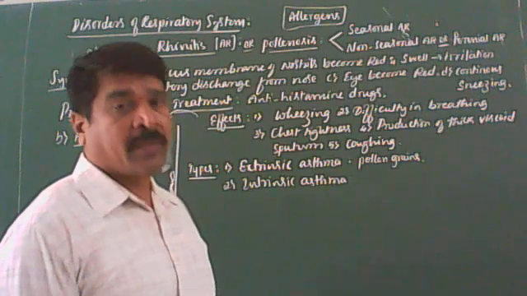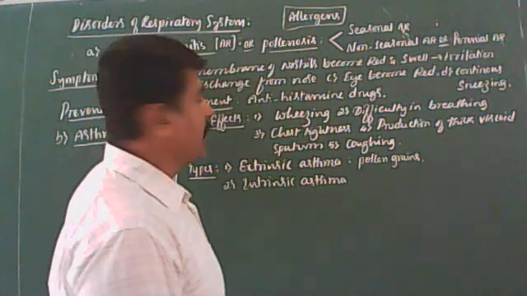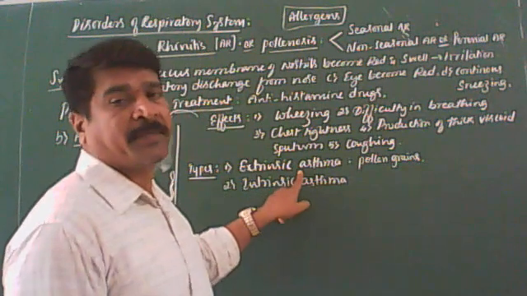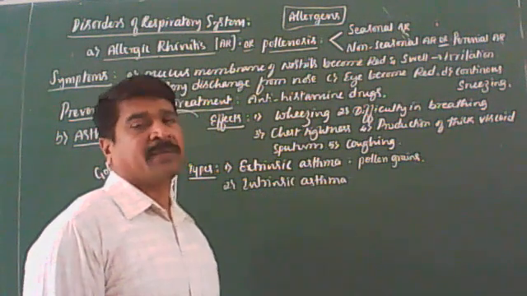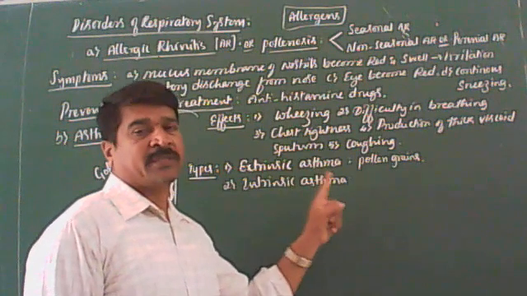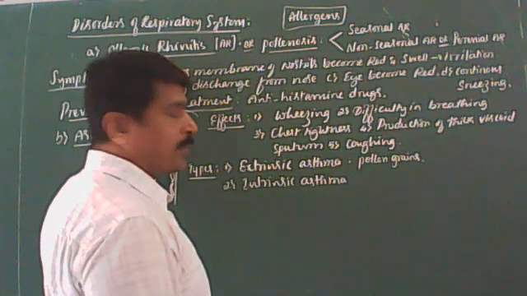That means if anyone in our family has allergic rhinitis, there is a chance of extrinsic asthma occurring in the children. That is the meaning of that sentence. So these patients have a family history of allergic diseases like allergic rhinitis.